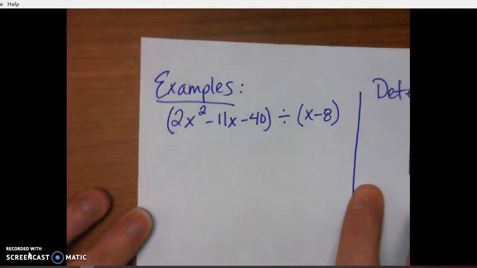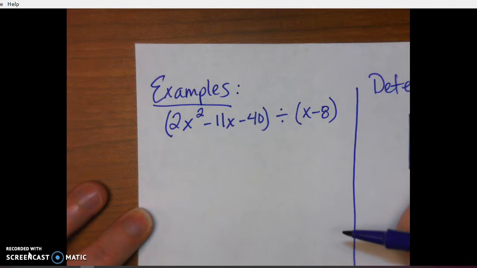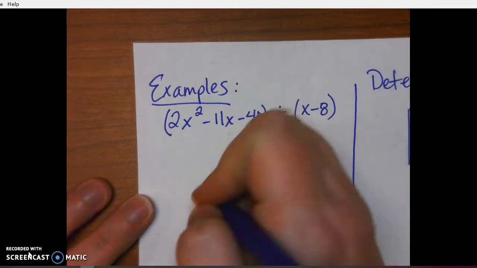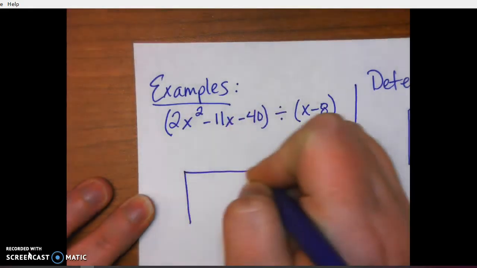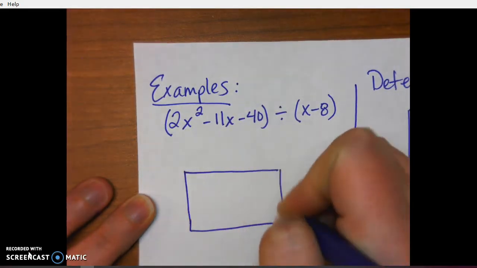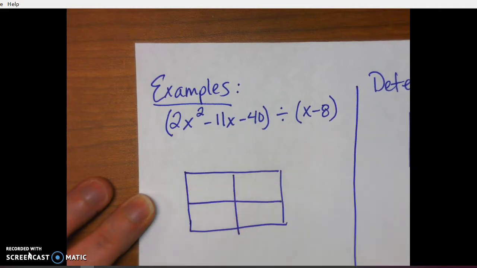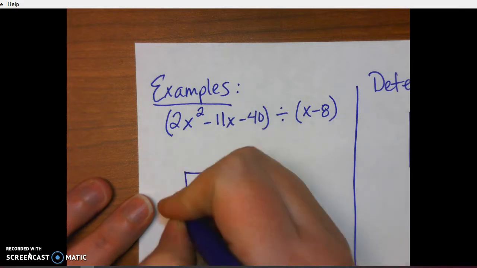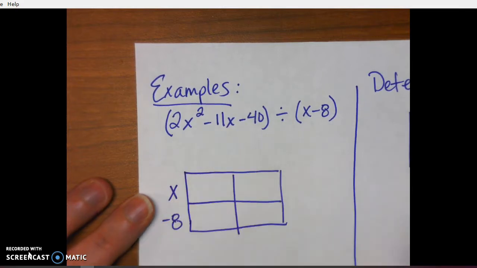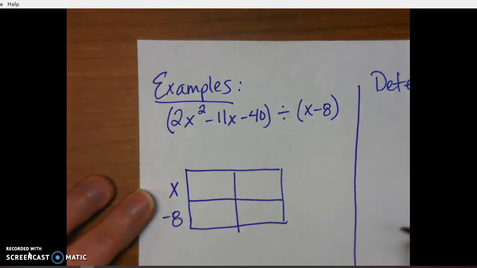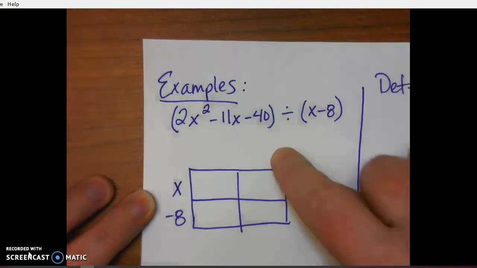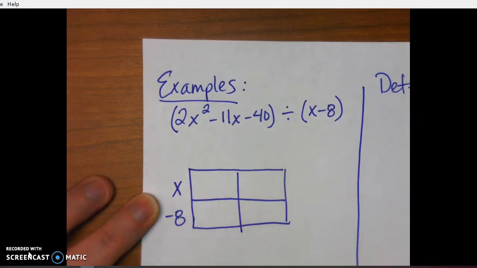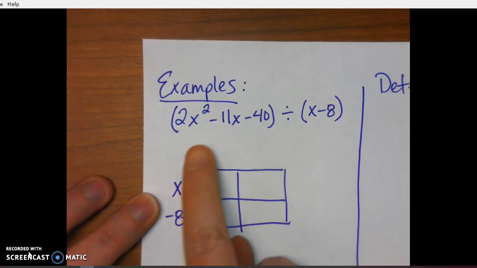Okay, so look at this example right here. I'm going to use a box method for division just to give you an option. So let me make my box. Now I know I'm dividing by x minus 8, so I can put x minus 8 right here. What I don't know is what I multiplied by to get this lovely answer. But I do know what goes in the boxes.